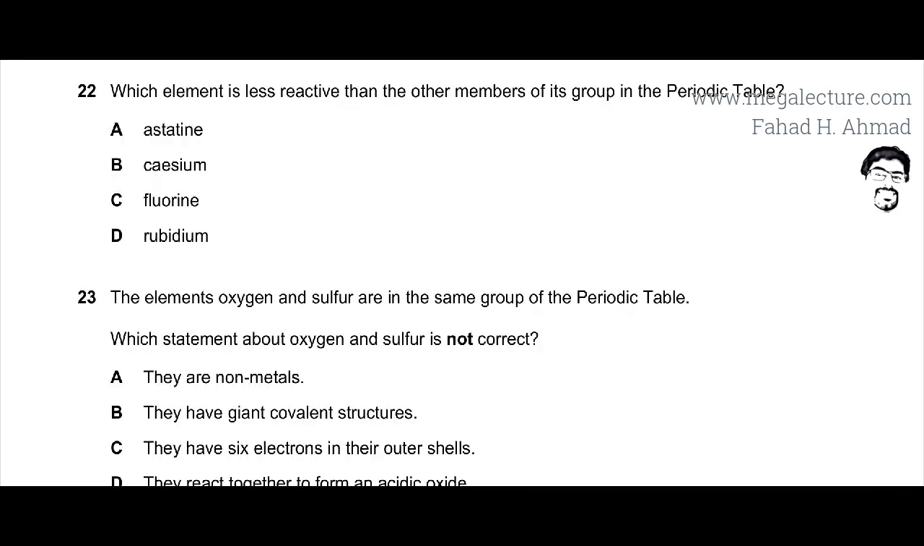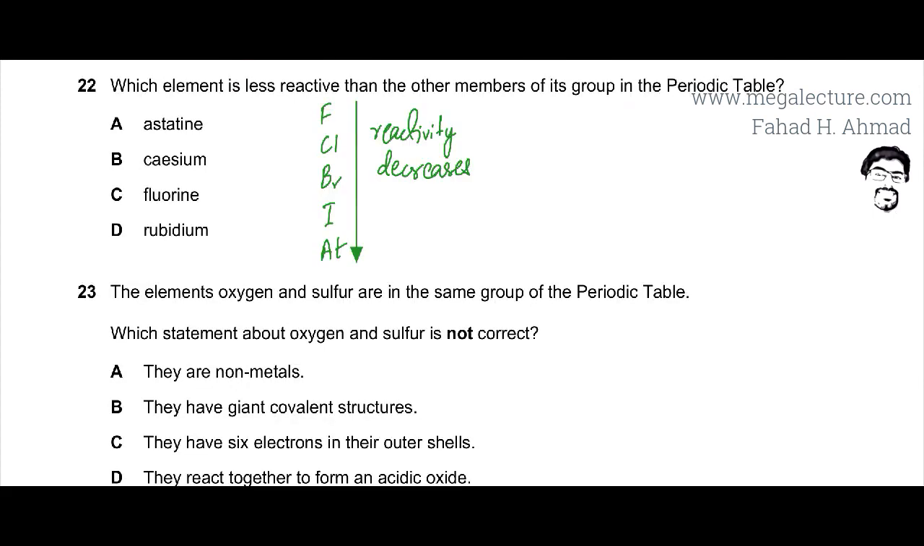The following question asks which element is less reactive than the other members of its group in the periodic table. The first element that's given is astatine. So let's open the periodic table. I'm showing group 7 now. You have fluorine, chlorine, bromine, iodine, and astatine.